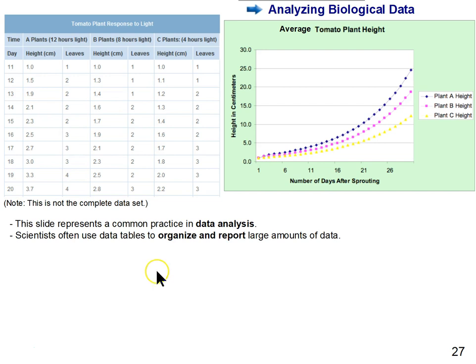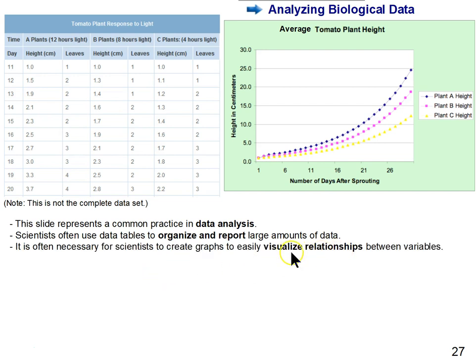We also visualize relationships in the data using graphs. So tables and graphs are very often used, not only in biology but science in general, to eventually be able to make comparisons between groups in an experiment, for example.